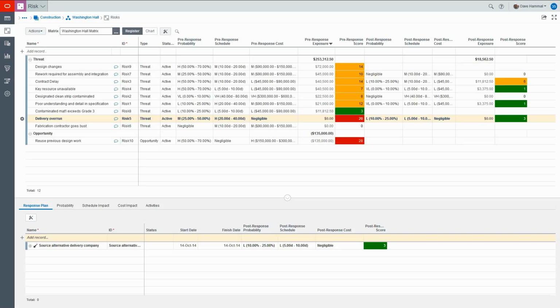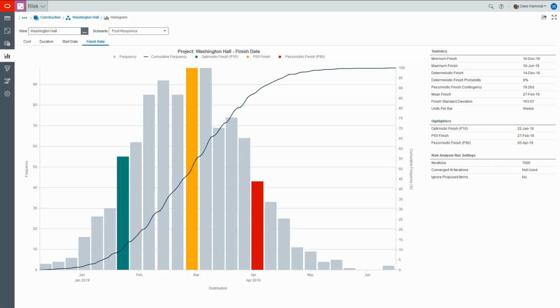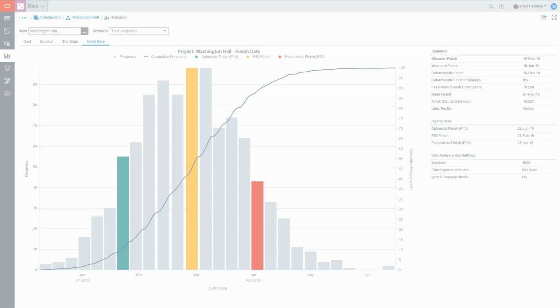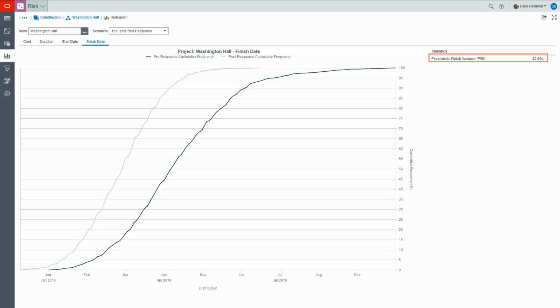Here, a response plan is put in place to reduce the probability of risk 5 occurring and reduce the impact on schedule should it occur. We can test to see what would be the result of our proposed response plans before approving them. Our pessimistic finish has improved from early June to early April as a result of our proposed plans. This is an improvement of 42 days as a result of proactively managing the risks in our project.